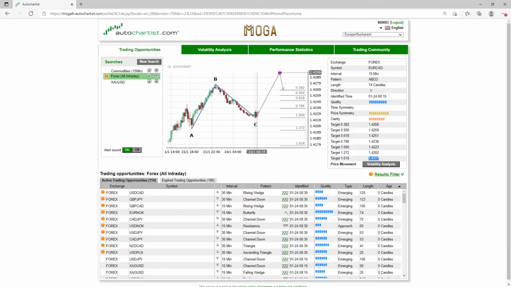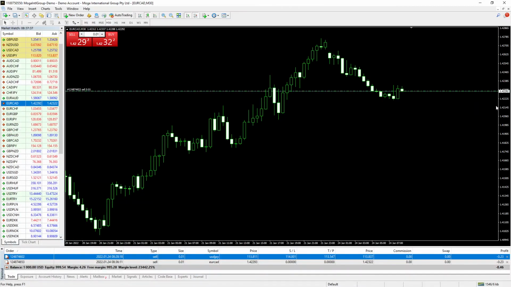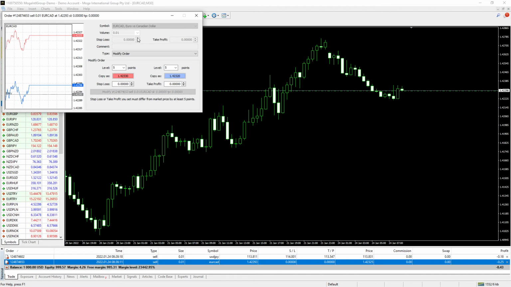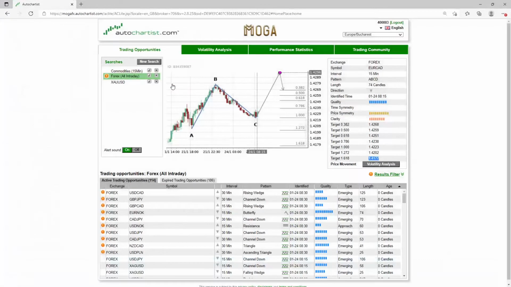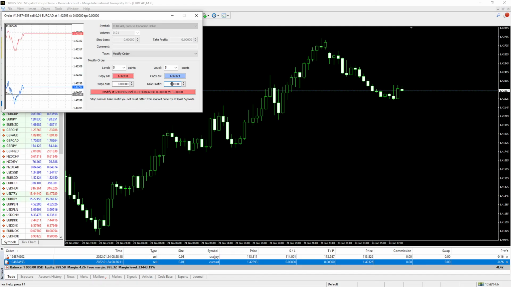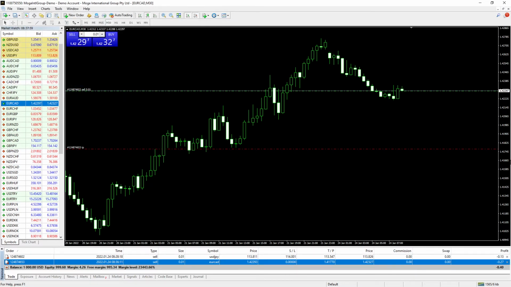Then I'm just going to use this lowest point here as the take profit, 1.4177. So I'm just going to click two times here and go on modify this order. It's not going to let me type. So, 1.4177. And then we have our take profit.